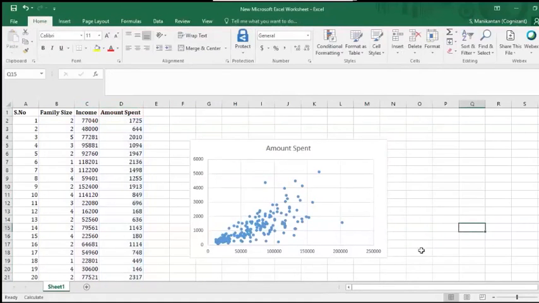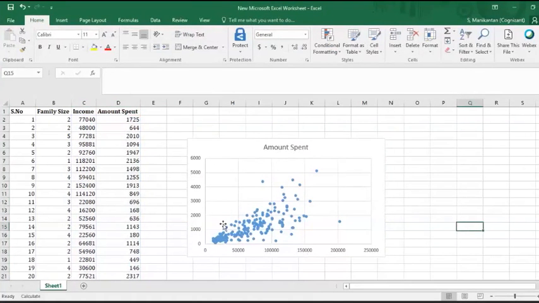Okay, now this is the income and this is the amount spent. So here we can see that there is a clear relationship. As the income increases, the amount spent also seems to be increasing. But is this relationship truly linear? We'll have to wait and watch. We'll come back to this part. Okay, for now, we have inferred that there is no relationship between family size and amount spent, and there is a relationship between income and amount spent.